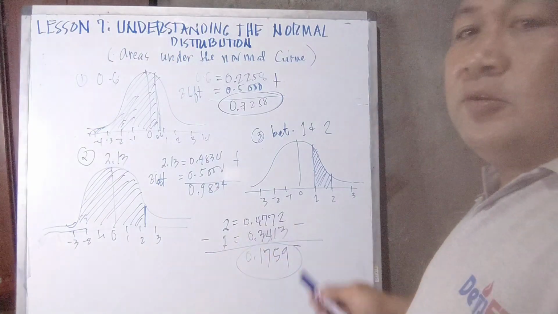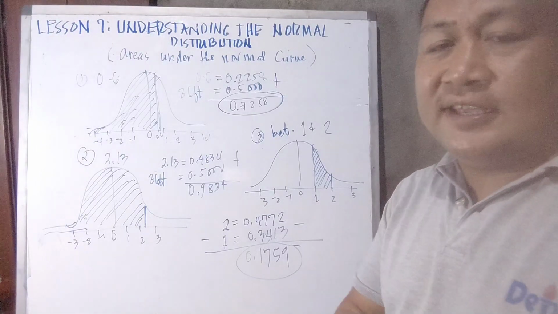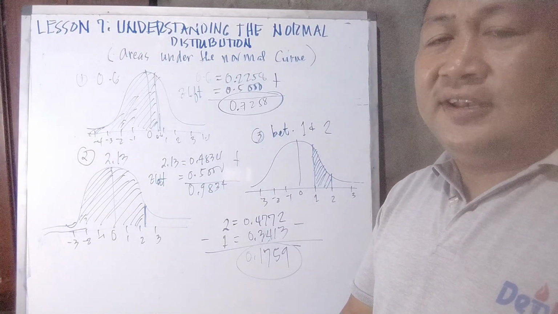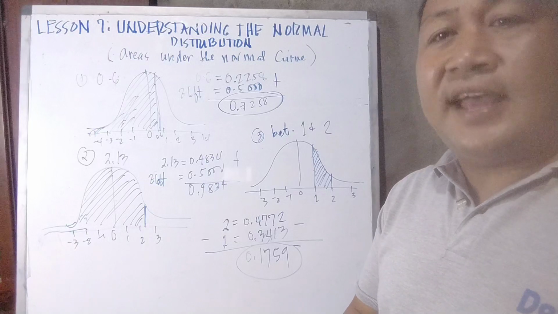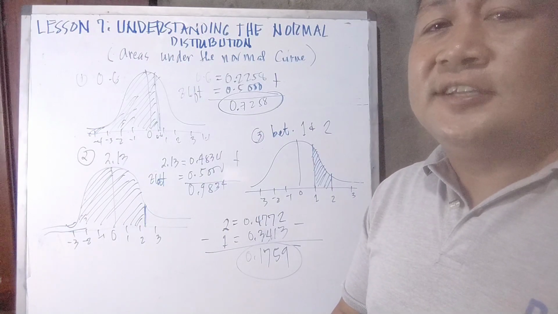So this is how we go about finding the area under the normal curve using our Z table. Okay, again, stand by for our next discussion. That's going to be Z scores.